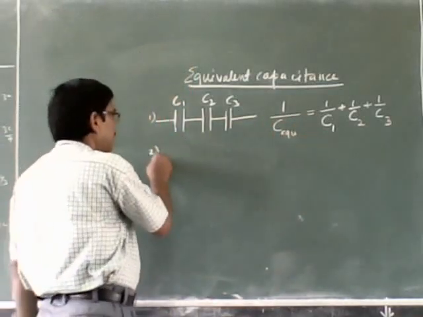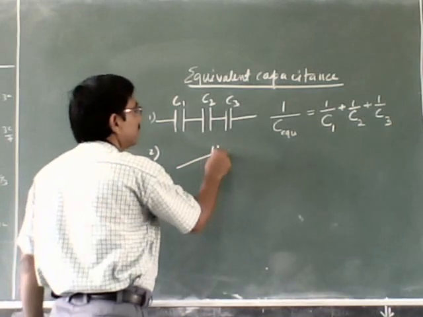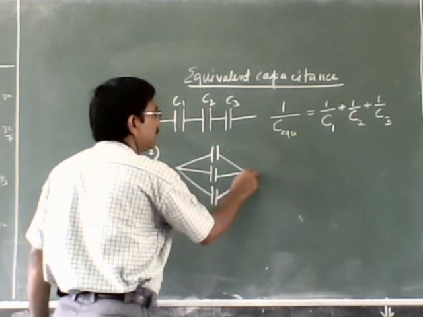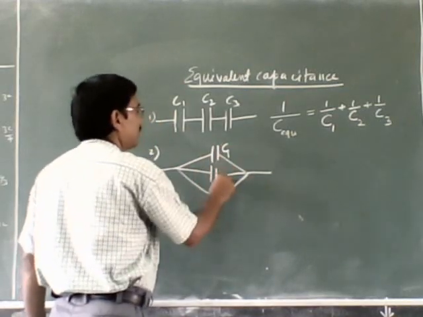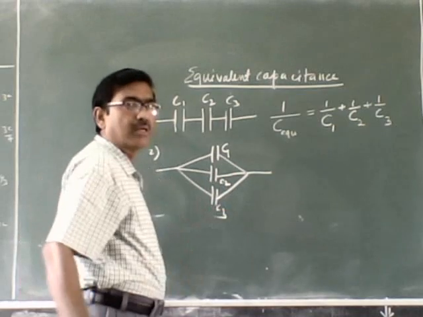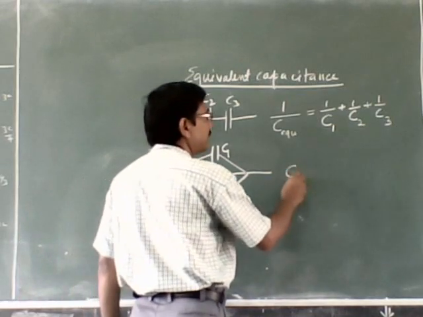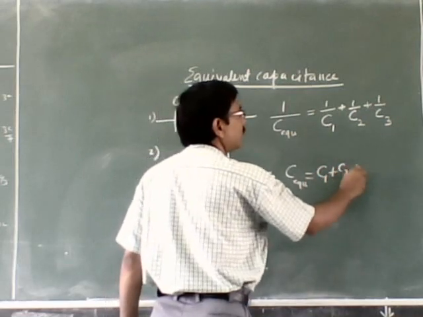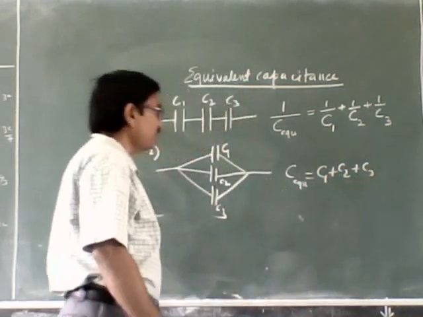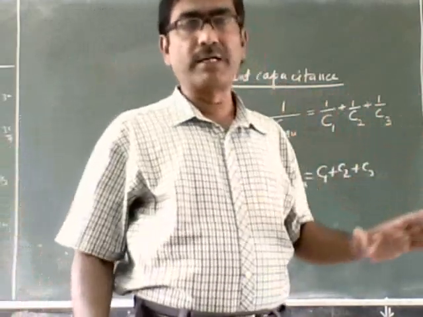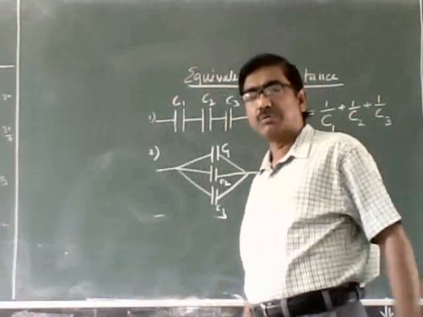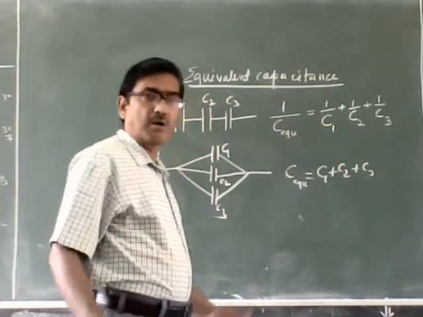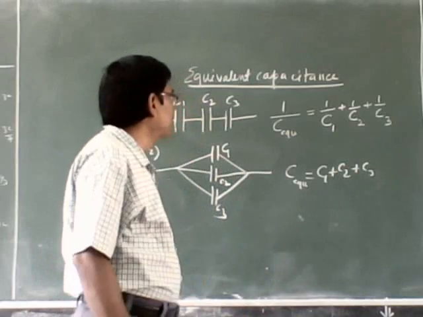And when capacitors are connected in parallel, C1, C2 and C3, then their equivalent capacitance is C1 plus C2 plus C3. So these two points we have already discussed. And today we will discuss some questions, some numericals, on how to solve for the equivalent capacitance.